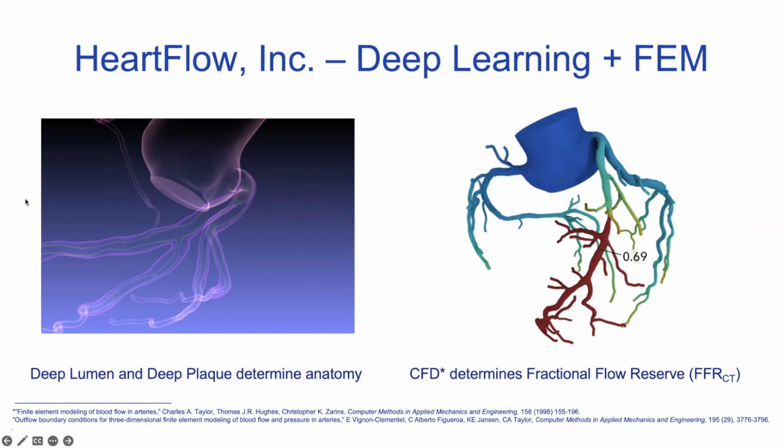HeartFlow is an example. They have a real core of very strong people in deep learning, and they have products, Deep Lumen and Deep Plaque, and that's how they create these anatomies from CT. But when it comes to the fluid mechanics, they are still using finite element methods and a code technology that we developed over 20 years ago. And you still can't beat that. So they could do deep learning. They have a database of hundreds of thousands of these coronary tree analyses. So they could use that to develop a neural net for this. Maybe they have, I don't know, but you can't get the accuracy yet.